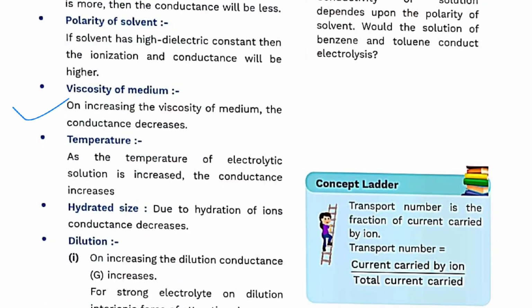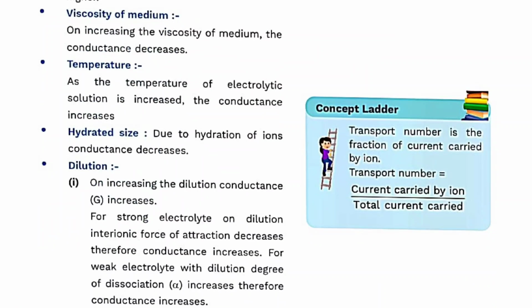So next is viscosity of medium. First of all, the term viscosity refers to the thickness or resistance to flow of a liquid. Thicker liquids like honey have high viscosity, while thinner liquids like water have low viscosity. So if there is higher viscosity, that will slow down ion movement, making it harder for ions to move and conduct electricity. It will also reduce conductance, resulting in lower electrolytic conductance.